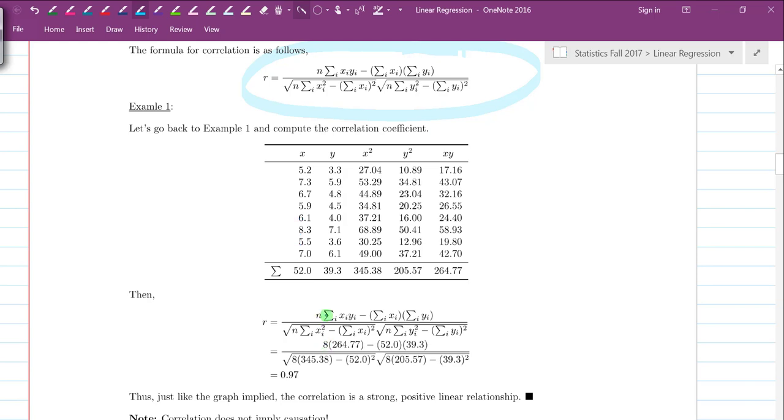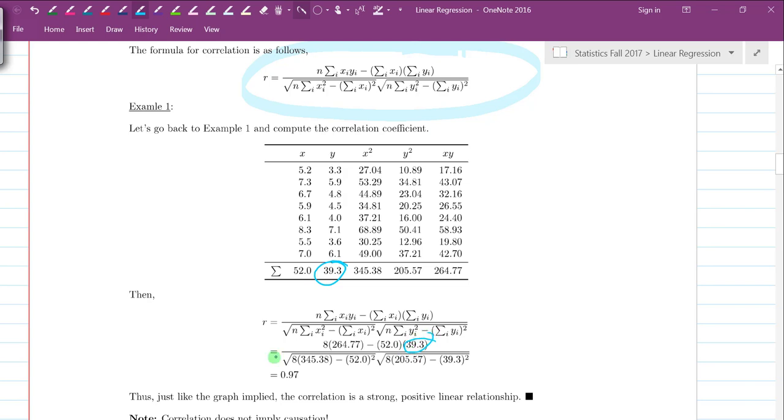The next thing it says I want to multiply n by the summation of x times y. Here's my summation of x times y, and you can see right there I put in 264.77. Then I subtract off the summation of x. What's my summation of x? Here's my x. I add them all together. That's my summation of x. So that becomes 52 right there. Multiplied by my summation of y. Here's my y. Add them all up. There you go. Right there's my summation of y.